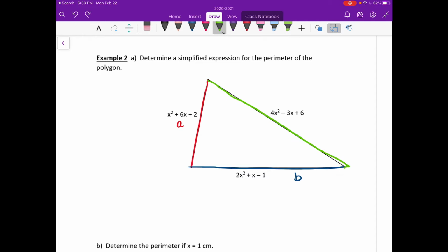No, I didn't want to do that. It's very hard to draw a straight line on an iPad, so I apologize. Okay, so that's side C.